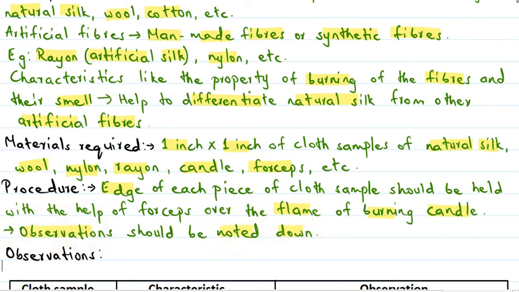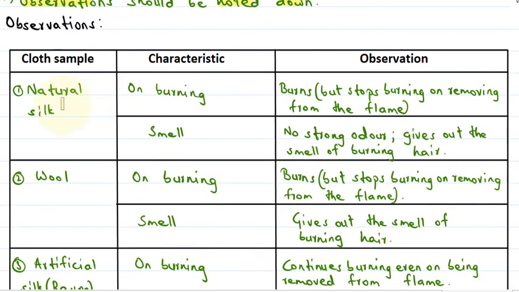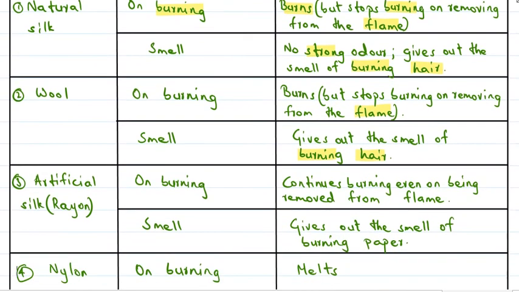We have noted down our observations. So, what happens? Natural silk on burning, it first burns, but it stops burning on removing from the flame. And what kind of smell is produced? There is no strong odor, okay, and it gives out the smell of burning hair. Then wool is also a natural fiber, so on burning it first burns but stops burning on removing from the flame, and it gives out the smell of burning hair. So both of the natural fibers, that is natural silk and wool, give out the smell of burning hair, and they stop burning when they are removed from the flame.